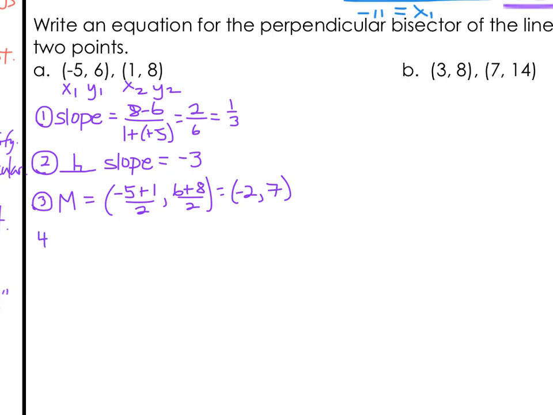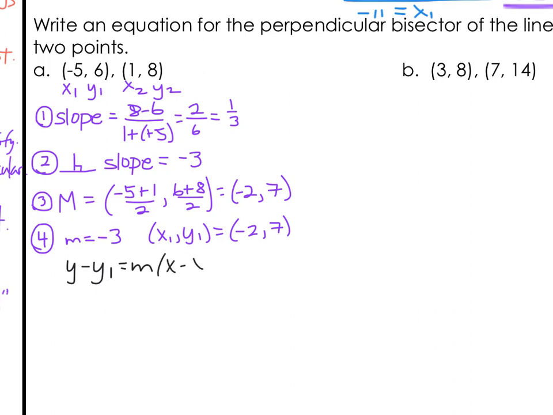So in step 4, to write our equation, our lowercase m is from step 2, and our new x1, y1 is the midpoint, negative 2, 7. These are the values we use, and we're going to plug them into point slope form. y minus y1 equals m times x minus x1. Substituting in what we know, y minus y1 would be y minus 7. m is negative 3 times x minus x1, x minus negative 2. Keep y minus 7 for now.